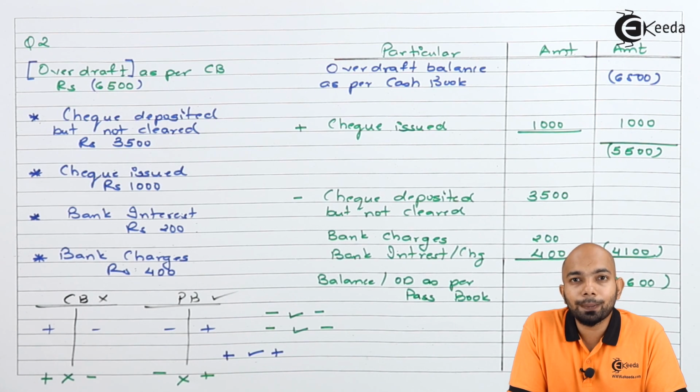So this is how you prepare a bank reconciliation statement when you have two kinds of sums, which is favorable balance and unfavorable balance, be it the cash book or the passbook. So this is how you prepare a bank reconciliation statement in any of the scenarios.